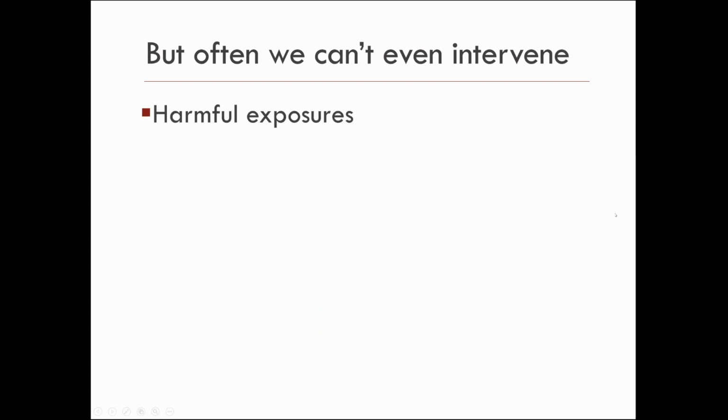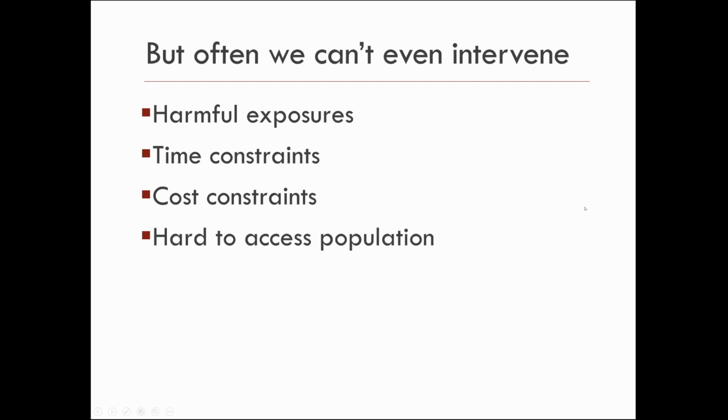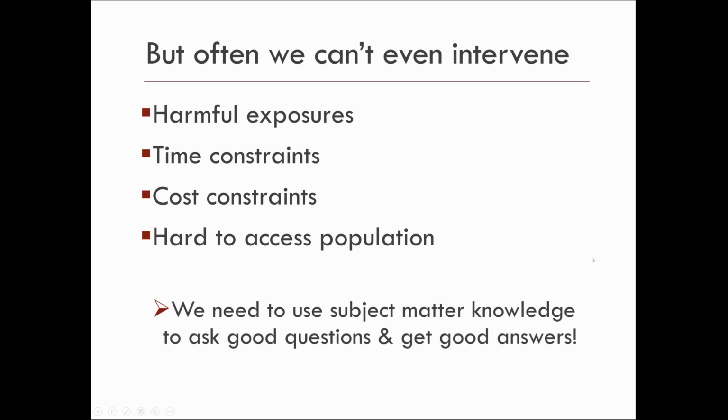So, for example, if we have a harmful exposure, we certainly are very reticent to intervene by giving people SARS-CoV-2. But also, a lot of times we have time constraints, so we need to make a decision now and not 6 months or a year from now. We may have cost constraints. Randomized trials can be quite expensive, or we may be interested in a population that's hard to access. So these are some of the reasons why we may not be able to do a randomized trial or other type of experiment. And in this case, instead of relying only on experiment or randomized trial, we're going to need to use our subject matter knowledge to ask good questions and get good answers.